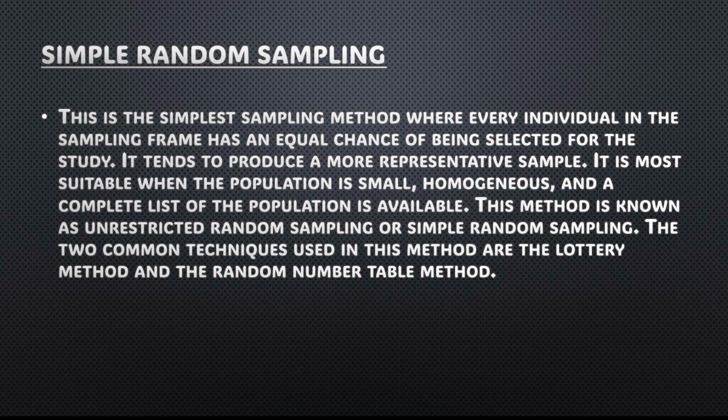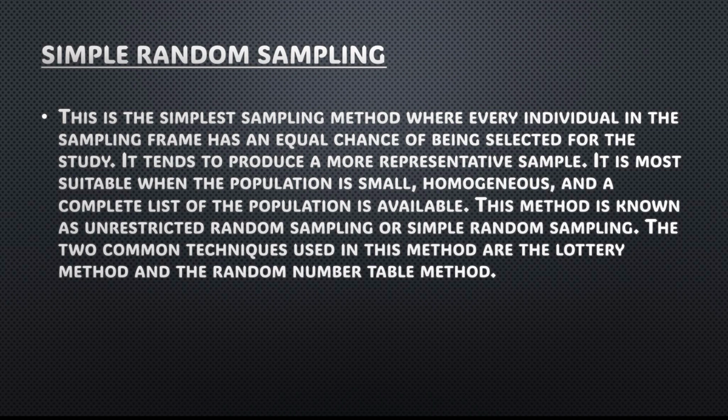Say for example, we have 100 individuals, out of them we want to select 10 via simple random sampling method. There are two methods which can be used. One is lottery method, the other one is table of random numbers method.